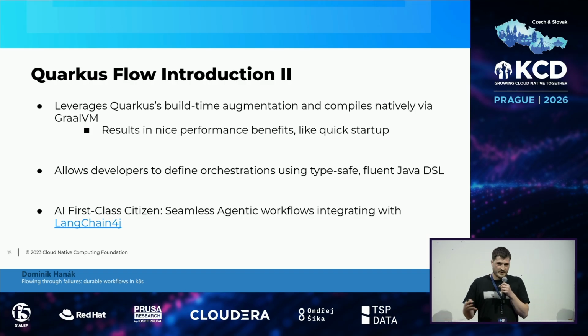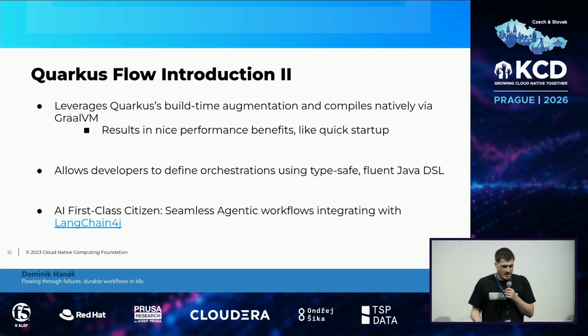If you are interested and like YAMLs, you can still use YAMLs. No one prevents you from doing that. But having the type safety of Java and other benefits is, I think, pretty awesome to have. And lastly, AI is a first-class citizen of this extension. So you can easily implement agentic workflows in your applications.